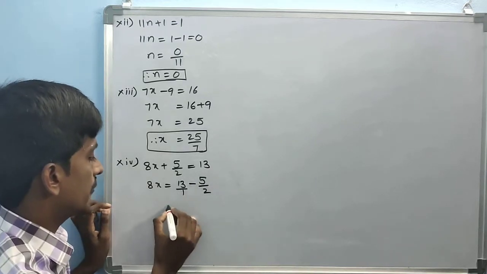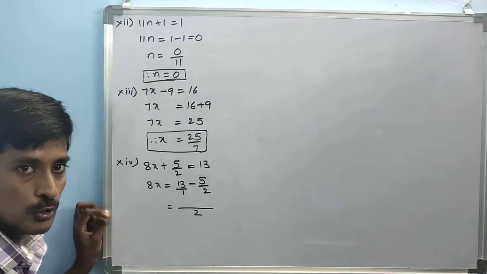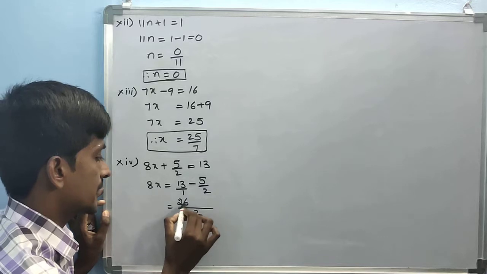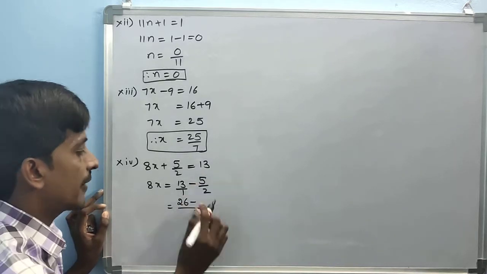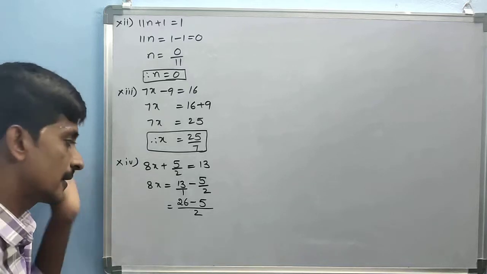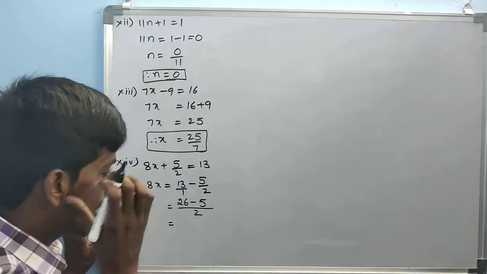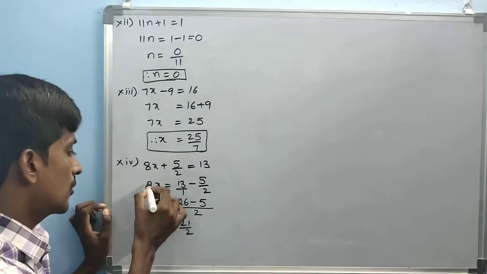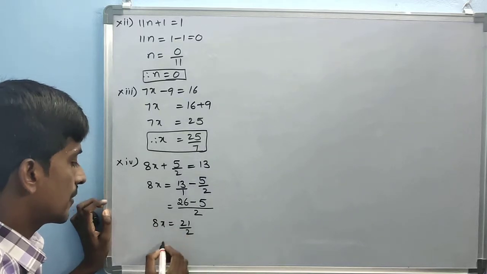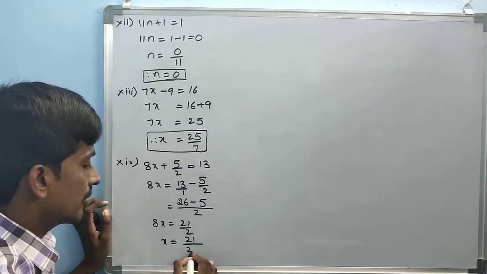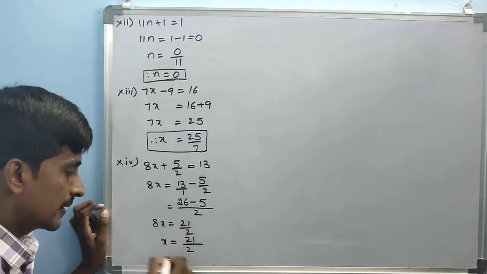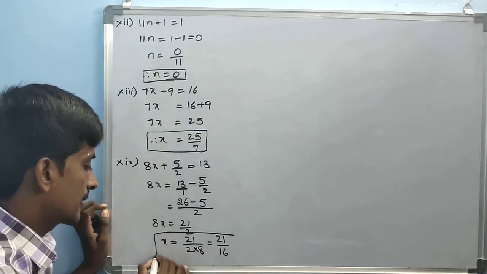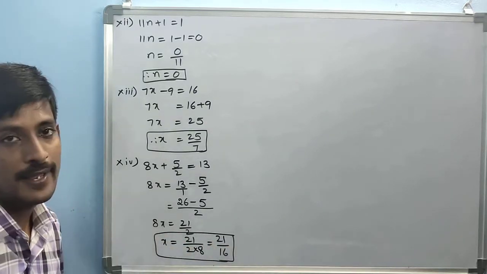If there is no number, take 1. What is the LCM of 1 and 2? 2. 1 how many times 2? 2 times. 2 13s are 26 minus 2 1s are 2, 1 times 1 5s are 5. 26 minus 5, 21 by 2. Okay. Now 8x equals 21 by 2. x equals 21 by 2, this 8 is multiplied here, here division. 21 by 16. This is the value of x.